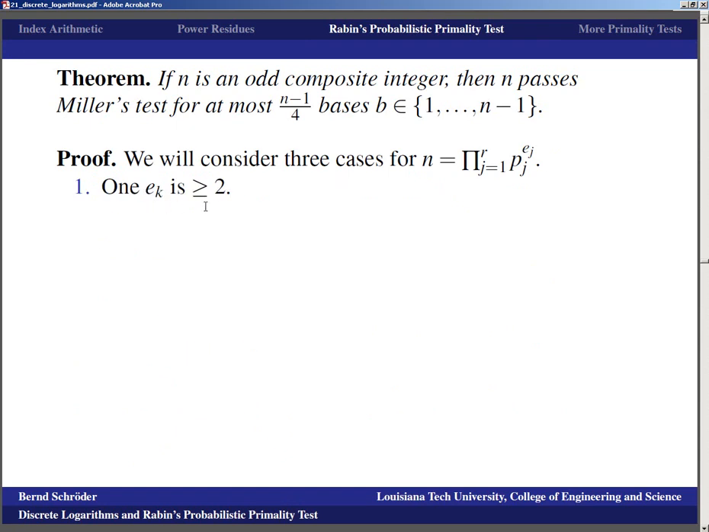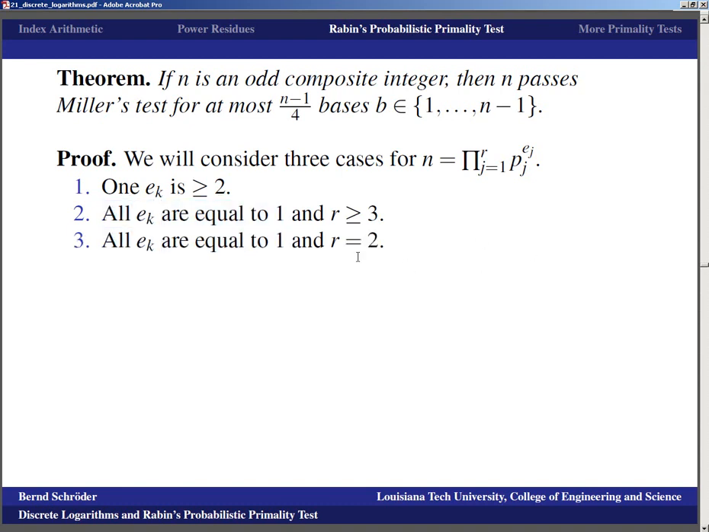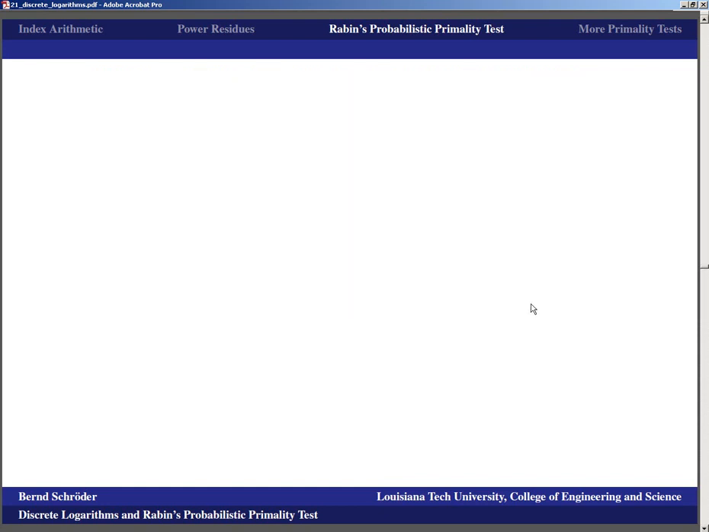Namely, there is the case that one of the e_k's is greater or equal than 2. Then it's possible that all the exponents are 1, and we're also going to assume near the end that r is greater or equal than 3, and that's just to make the last estimate work. The bulk of this argument for all e_k equal to 1 will also work when r is equal to 2, and that'll be our final case where we have to finagle things a little bit more. Alright, so proof for case 1.